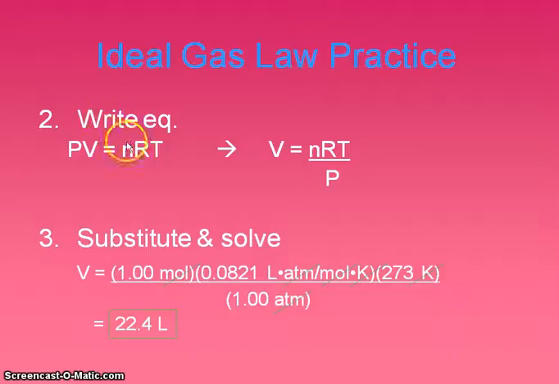Then I'm going to write out my equation, PV equals nRT, and to solve our problem, we need to find volume. So we take our moles, which is 1 mole, multiply that by R, which is 0.0821 liter atm per mole Kelvin, and temperature is 273 Kelvin, and then we divide all that by our pressure, which is 1 atm. The atm units will cancel, the mole units will cancel, the Kelvin units will cancel, and all that's left over would be our liter units.